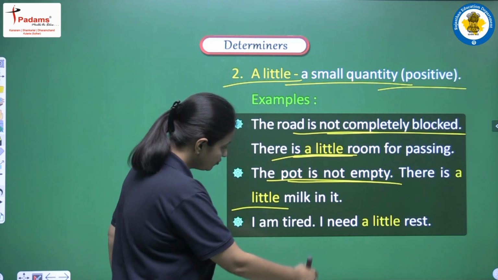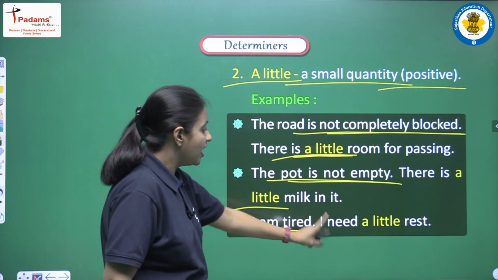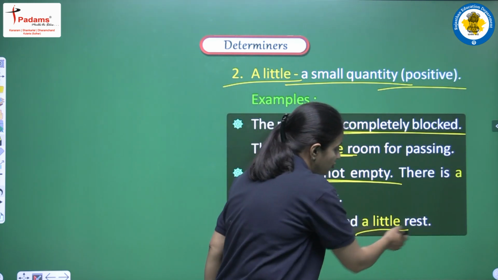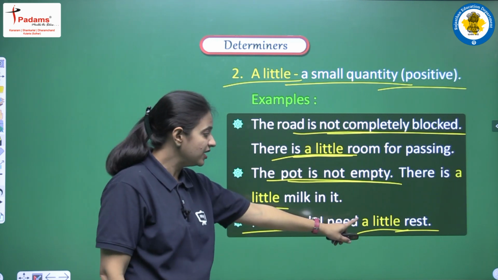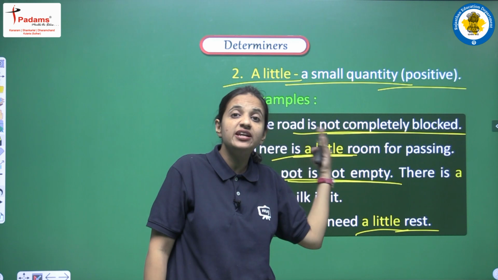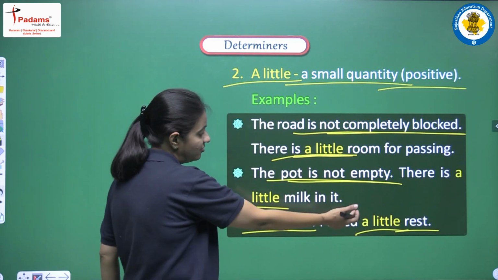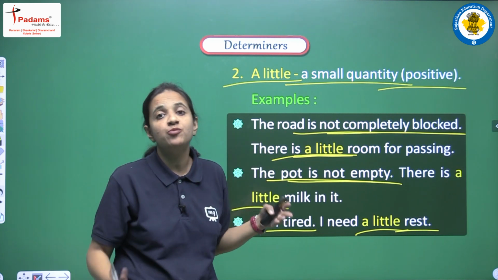Next example that we are having here is, I am tired, I need a little rest. So now here first of all we are saying that I am tired, and because of this reason I need a little rest. Rest is a kind of uncountable noun, and here we are talking about the positivity of this thing, that yes, actually we need some rest, and this is the reason we are using a little here before rest because we want to show the positivity.